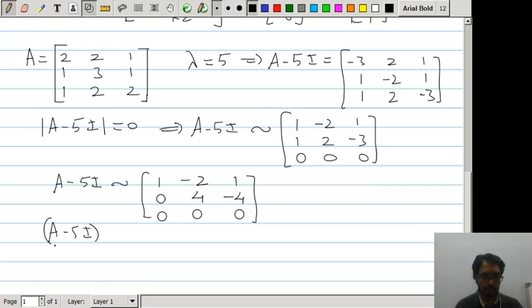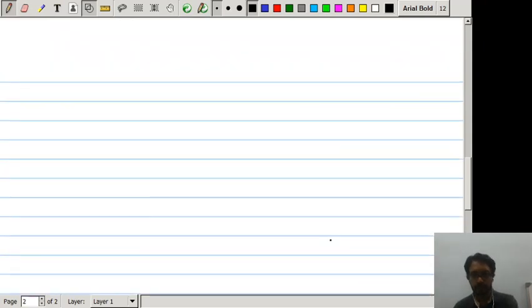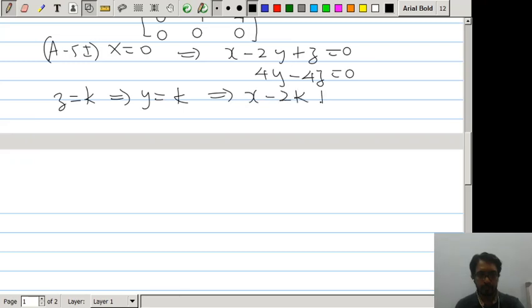A minus 5I into x equal to 0 implies x minus 2y plus z equal to 0, and 4y minus 4z equal to 0. So z equal to k implies y equal to k. This implies x minus 2k plus k equal to 0. So we have x equal to k. So we have x equal to k, k, k.